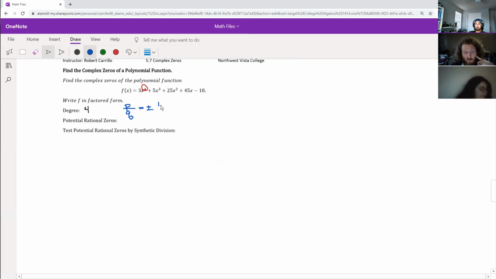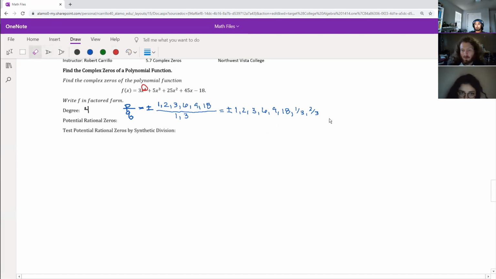And this looks like we have plus or minus. This is 18. So this is going to be 1, 3, 6, 9, and 18. 2. Right? 2. Oh, yeah, 2. Duh. This pen is still kind of big. 1, 2, 3, 6, 9, 18. And then our leading term is 3. So that's just 1 and 3 because 3 is a prime number, right? So this will give us plus or minus 1, 2, 3, 6, 9, 18. And then we'll also get 1/3, 2/3. 3 divided by 3 is 1, 6 divided by 3 is 2, 9 divided by 3 is 3, 18 divided by 3 is 6, which are already all in there. So these are all of our potential zeros, plus or minus all them things.